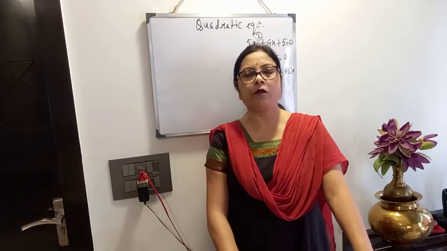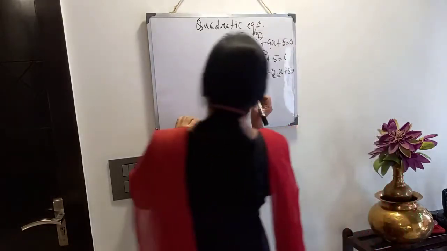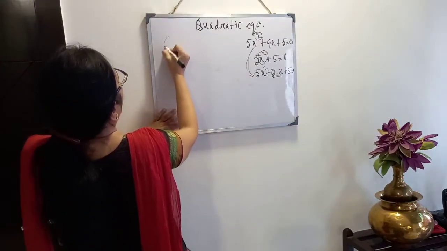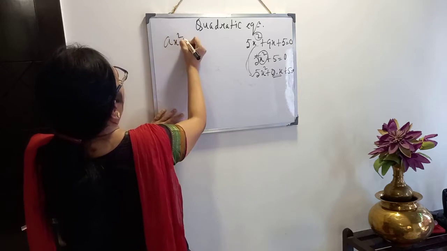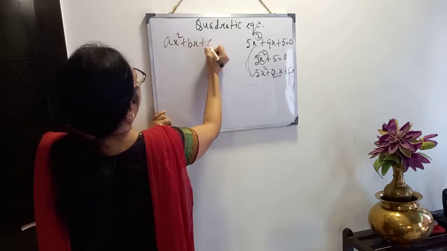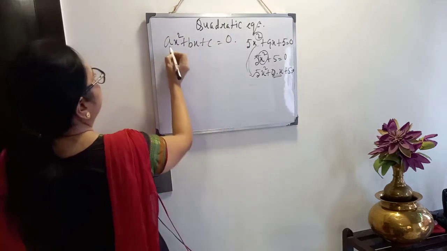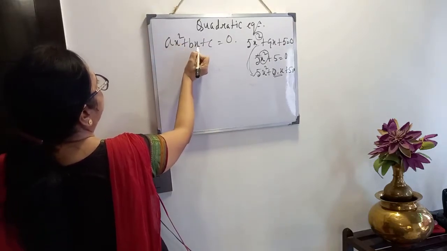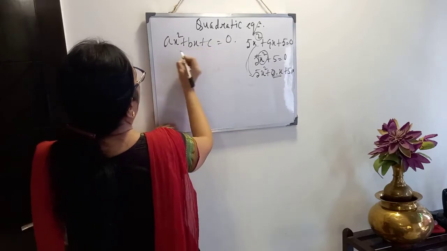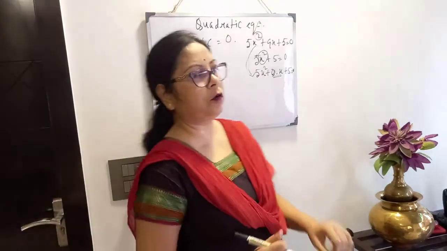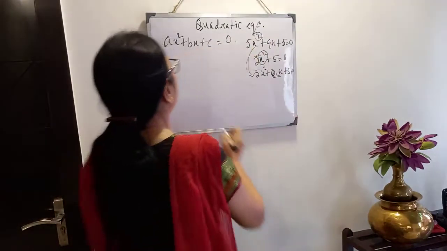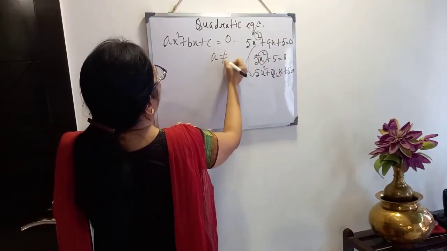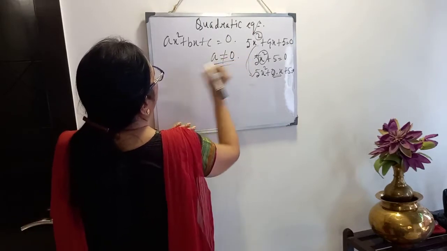Clear? So any equation in which the highest power of the variable is 2 is called a quadratic equation. And the most important thing in a quadratic equation: first I am writing the general form, that is ax square plus bx plus c equals 0. Here a is the coefficient of x square, b is the coefficient of x, and c is the constant term. The most important thing is that the coefficient a will not equal 0. This is the most important thing.